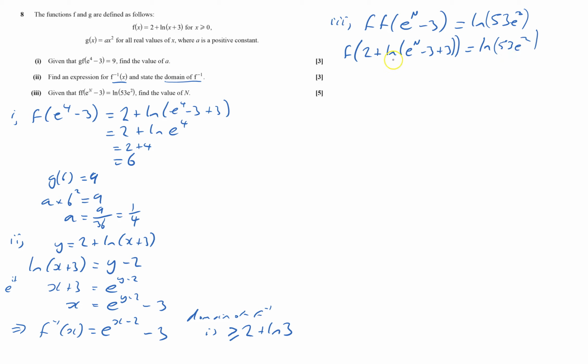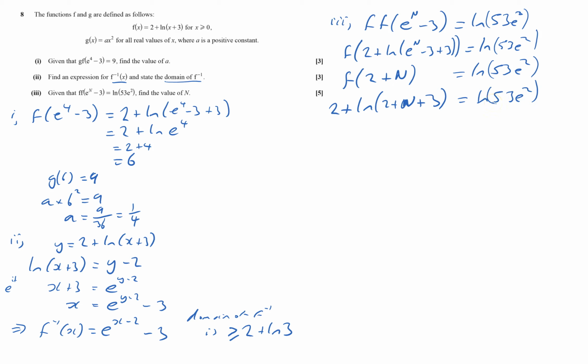53e squared. Simplify this, that gives me f of 2 plus, that's going to be ln of e to the n, so it's going to be 2 plus n, because ln and e will cancel each other out. And that equals ln of 53e squared. Put 2 plus n into this bit, and that will give me 2 plus ln of 2 plus n plus that 3, and that's got to equal ln of 53e squared.